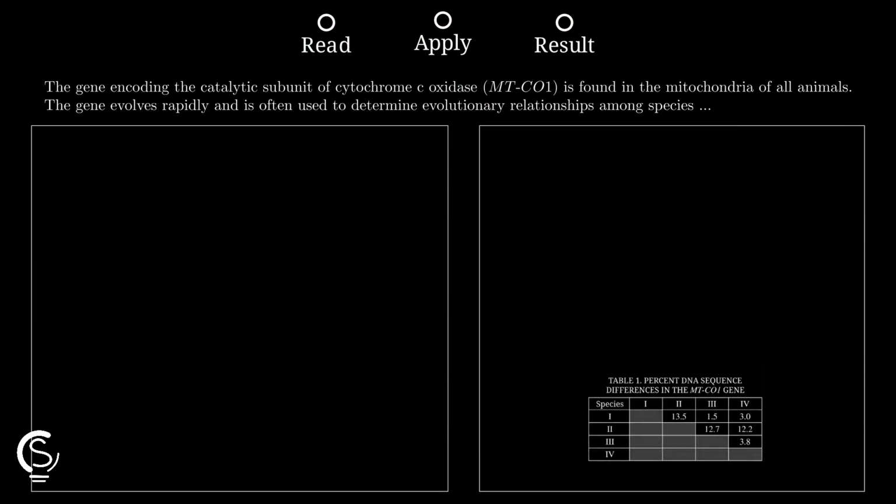DNA sequence differences reflect evolutionary distance, so fewer differences mean two species share a more recent common ancestor, while larger differences usually mean their lineages split earlier.